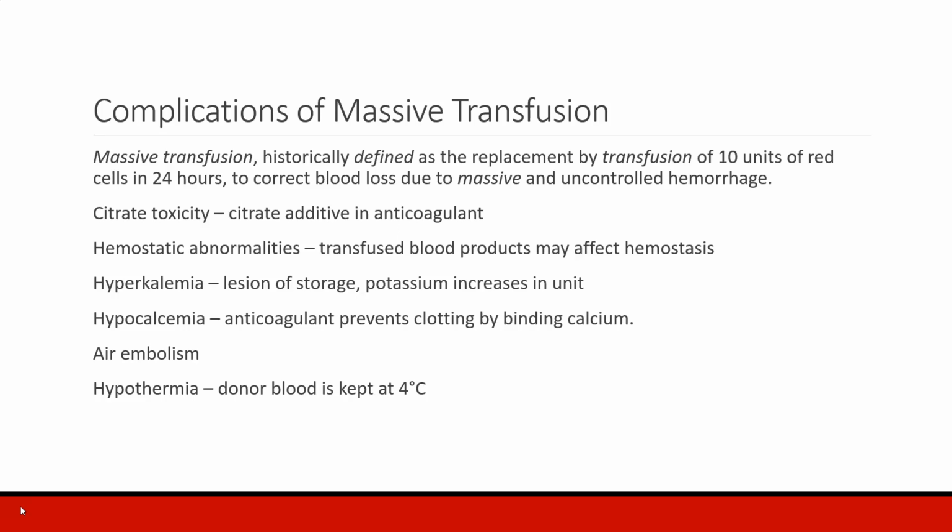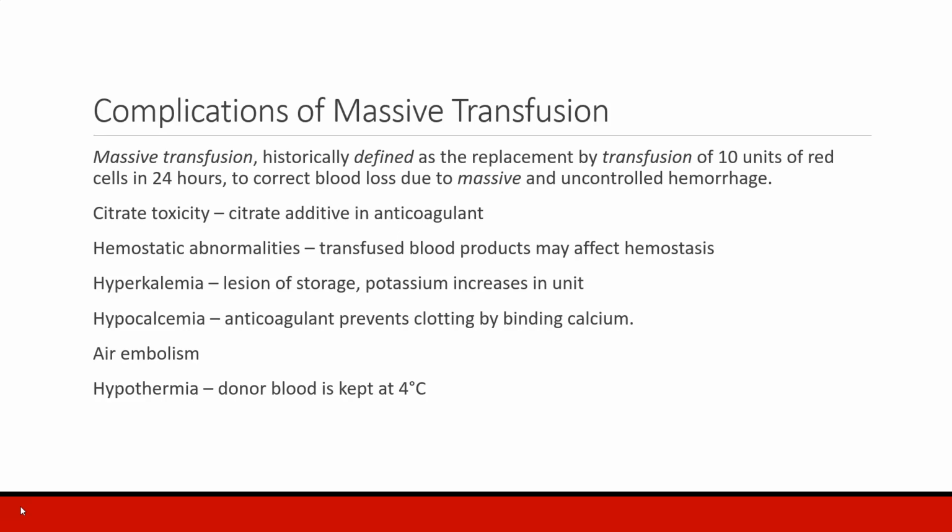Hemostatic abnormalities, transfused blood products may affect hemostasis. So this is why the docs need to be aware that for however many units of red cells, you need to then transfuse plasma and platelets and maybe even cryo to maintain hemostasis. Because when you're bleeding out this bad, you're losing massive quantities of whole blood. So in that whole blood is everything.